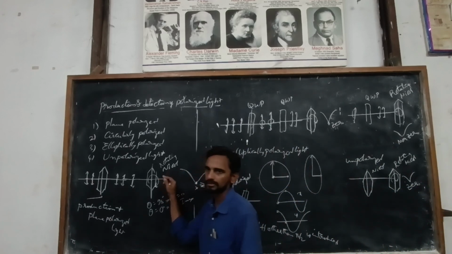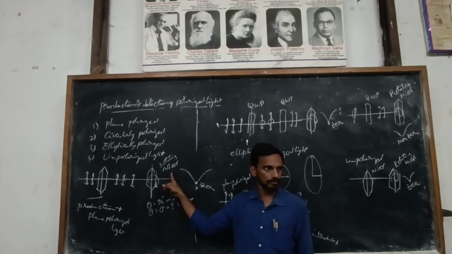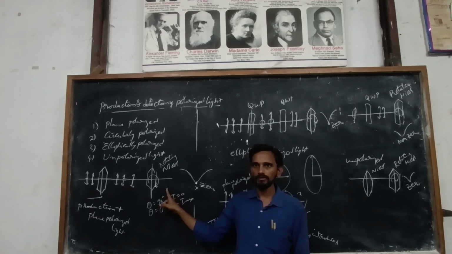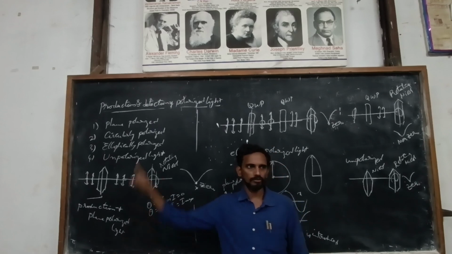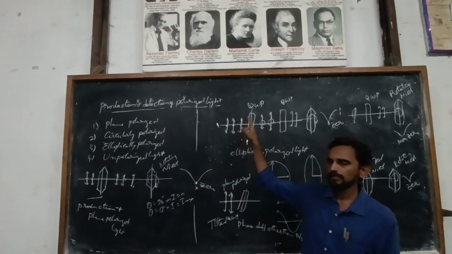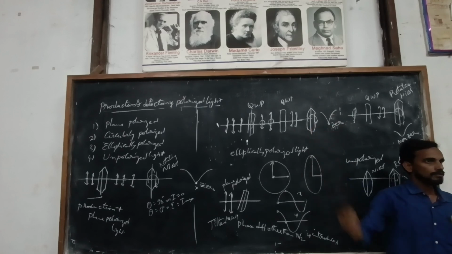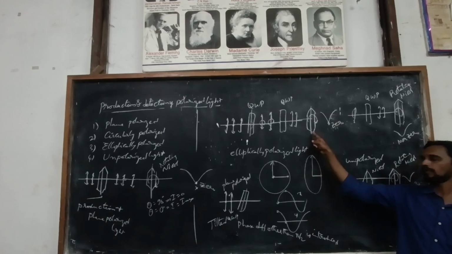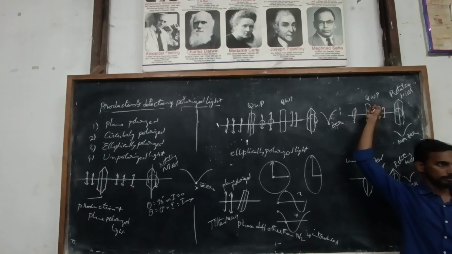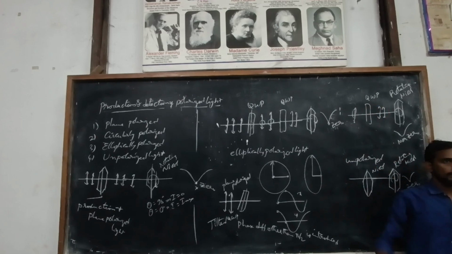The first test is to directly pass through a rotating nicol. If the minimum is zero, it is plane polarized. Otherwise, you have three possibilities. Then pass through a quarter wave plate and rotating nicol. Circular polarized is eliminated if the minimum is zero. If the minimum is not zero, you get elliptically polarized.